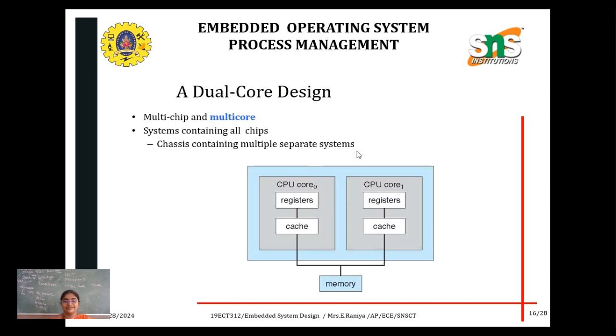So now we have an activity. Embedded operating system process management. How can we define a core of the system? We have a dual core design. That means we have two cores. Dual means two. In core 0 has register and cache, and core 1 has a register and cache. It is combined. That's why it is called a dual core, multi chip and multi core.